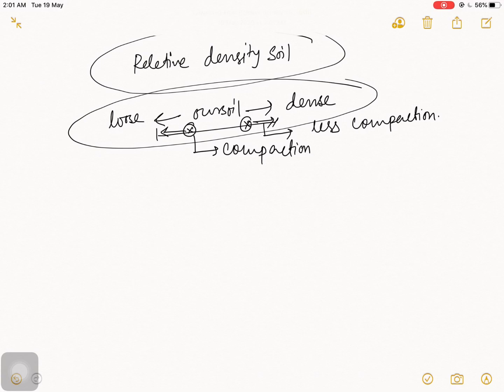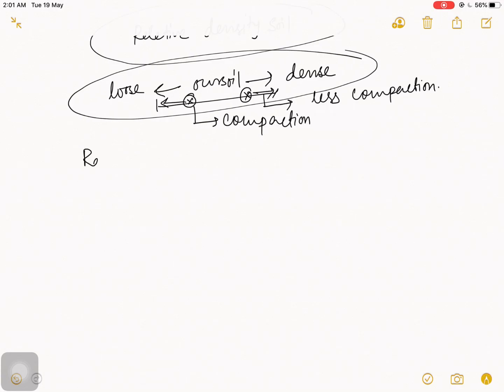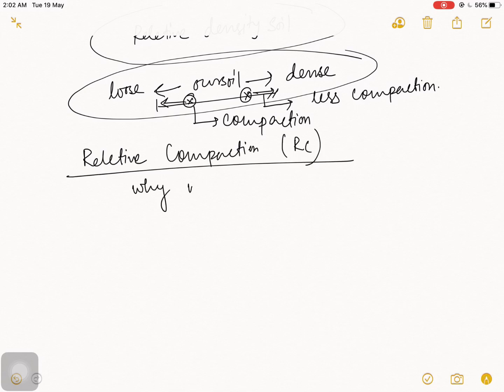In this video, we will extend our concept further. Today, I will discuss relative compaction. You can understand why we need to learn relative compaction and how we use it.